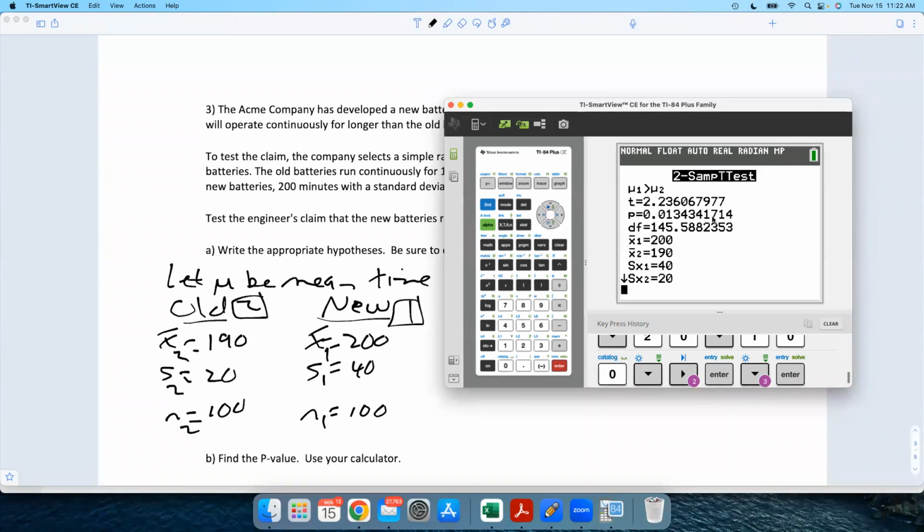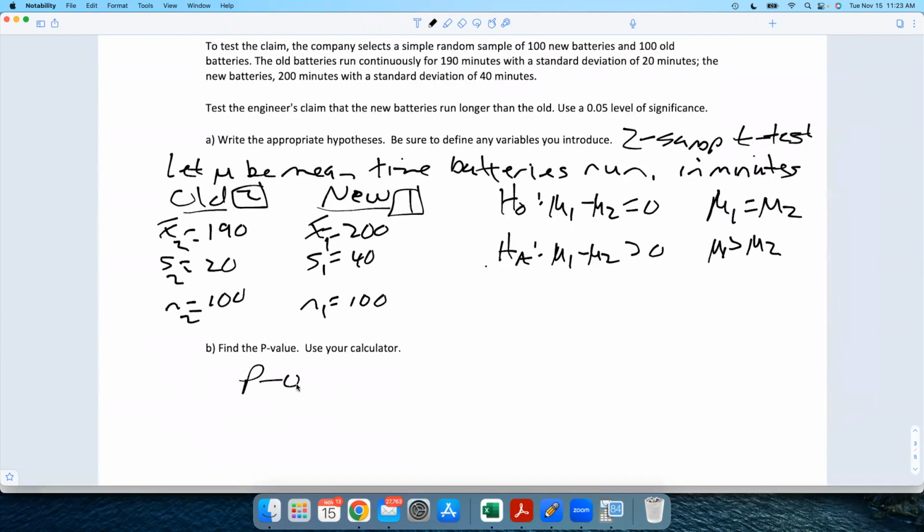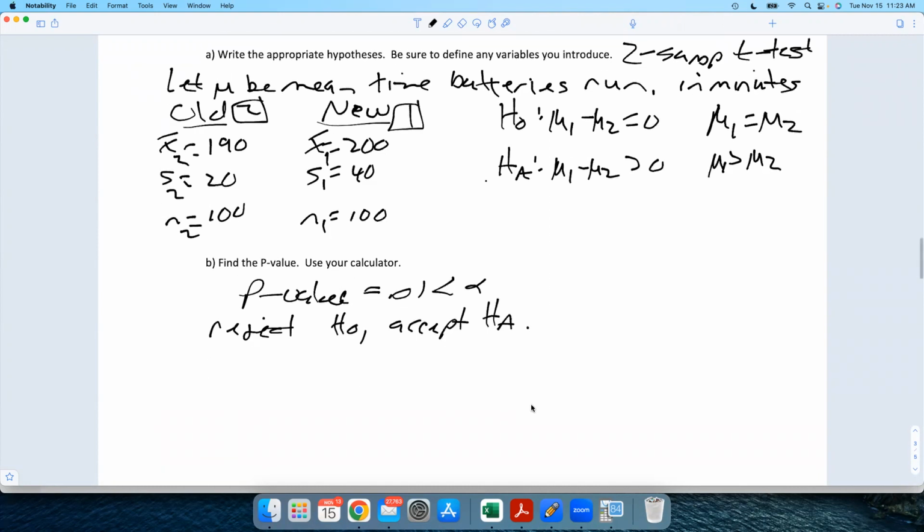There's my t value. If a question asked you for the sample, the test statistic, that's your t value. I don't care about it. I want the p value. It's about 1%, 0.01. My alpha level is 5%. 1's less than 5. I'm less than the alpha. So I reject the null, accept the alternative. Less than alpha, reject the null, accept the alternative.